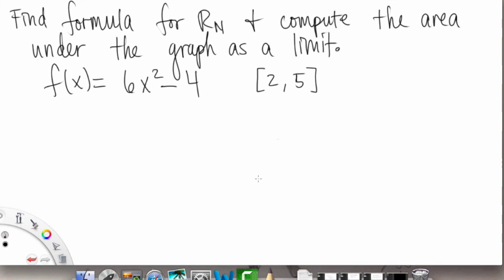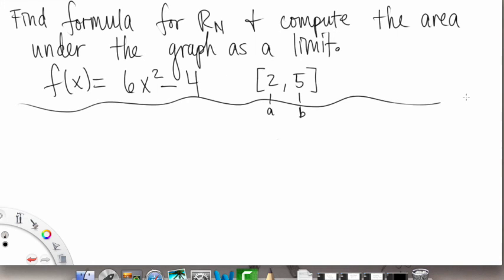So now we're going to find a formula for r sub n and compute the area under the graph as a limit. We're given the function f of x is equal to 6x squared minus 4, and our interval is from 2 to 5, so a is equal to 2 and b is equal to 5. Alright, so let's start writing our formula for our right endpoint approximation.